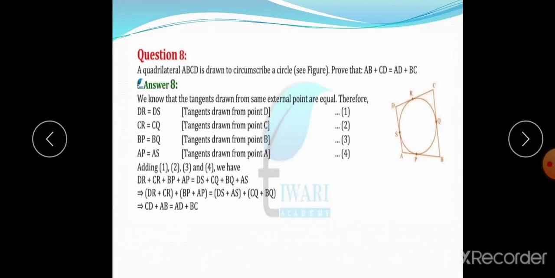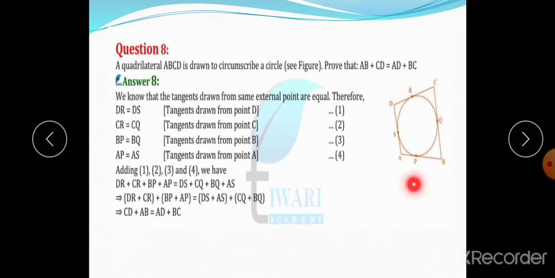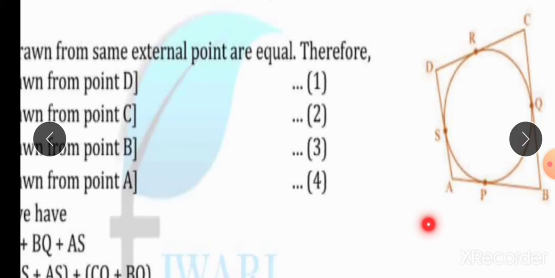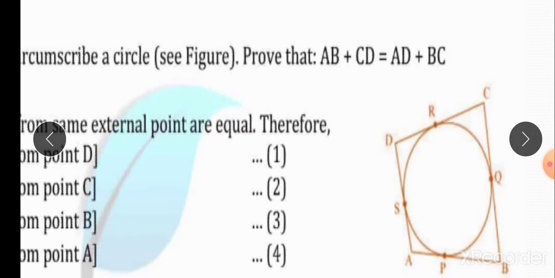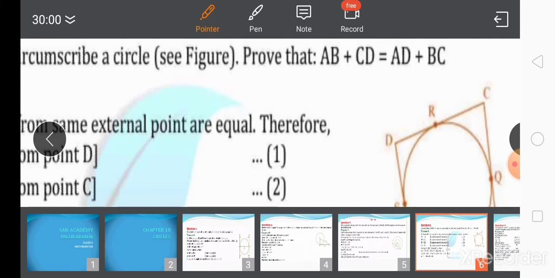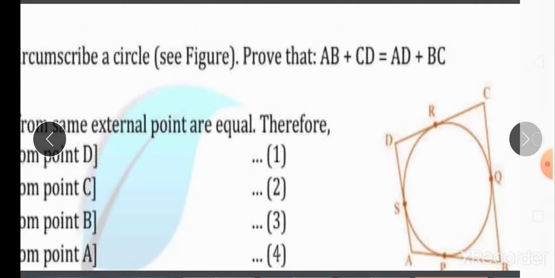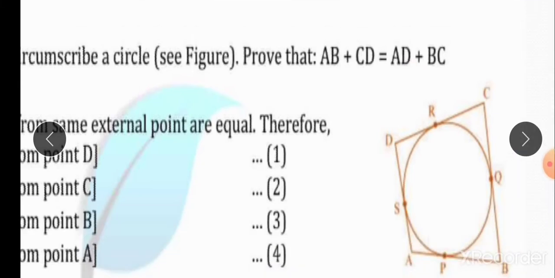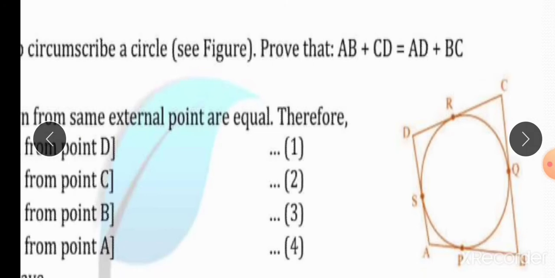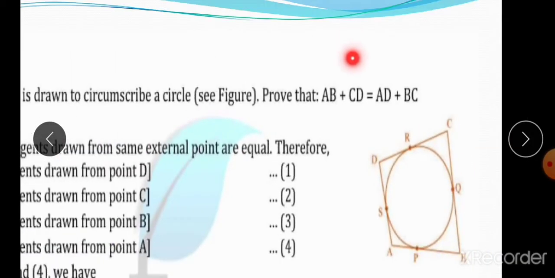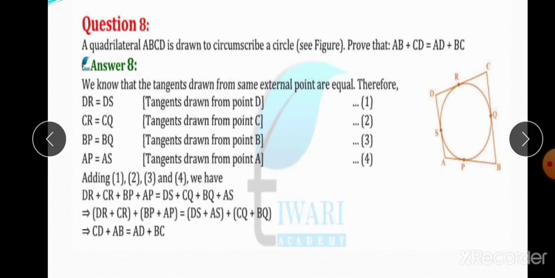A quadrilateral ABCD is drawn to circumscribe a circle. Prove that AB plus CD is equal to AD plus BC, the opposite sides. ABCD is a quadrilateral and the circle touching the quadrilateral at P, Q, R, S. So AB plus CD is equal to AD plus BC. This we are having very few sums, so we have to practice more.